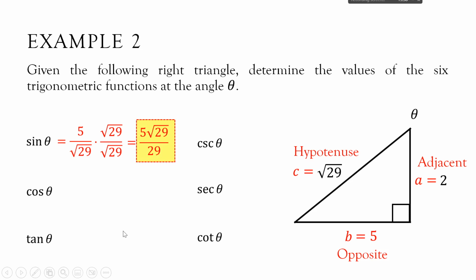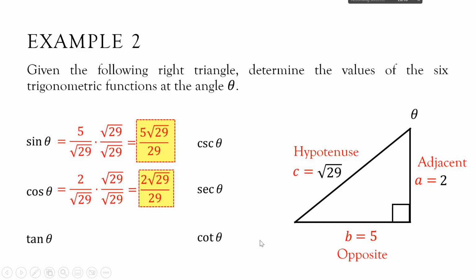What about for cosine now? Cosine, we should now know, is adjacent over hypotenuse. So 2 divided by the square root of 29. And I run into the same problem. I don't want a square root on the bottom. So I'm going to multiply by this square root of 29 over square root of 29, and I get a very similar looking answer. On the top, I multiply across, giving me 2 square root of 29. On the bottom, I get 29.